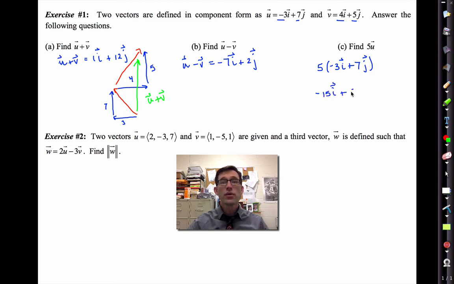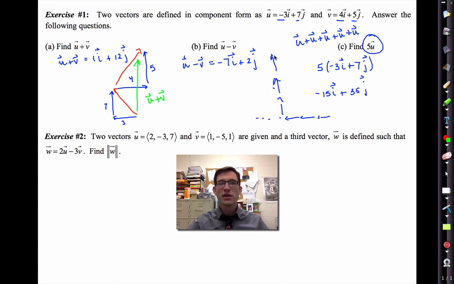Now again, I want you to really understand that. I'm not going to draw it completely out, but that should make sense. What 5u should really mean is u plus u plus u plus u plus u. Right? So we have negative 15 in the x direction, right? Because we just keep going to the left 3 units. And then we have 35 in the y direction as we keep going up 7 units.